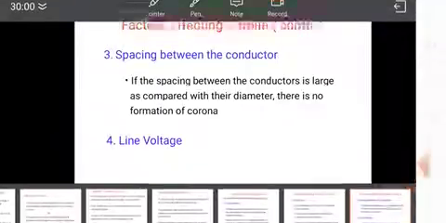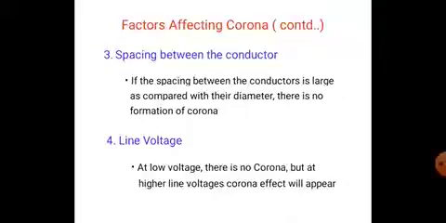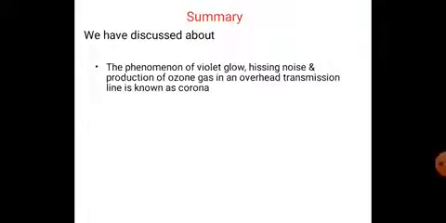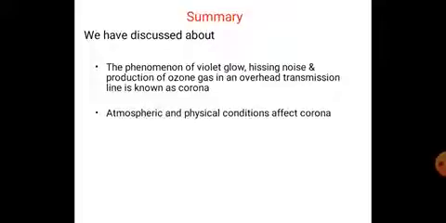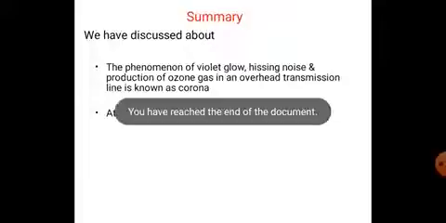And the line voltage. At low voltage there is no corona, but at higher voltage levels the corona effect will appear. So we have discussed the phenomenon of violet glow, hissing noise, and production of ozone gas, which is known as corona, and the physical conditions affecting corona.